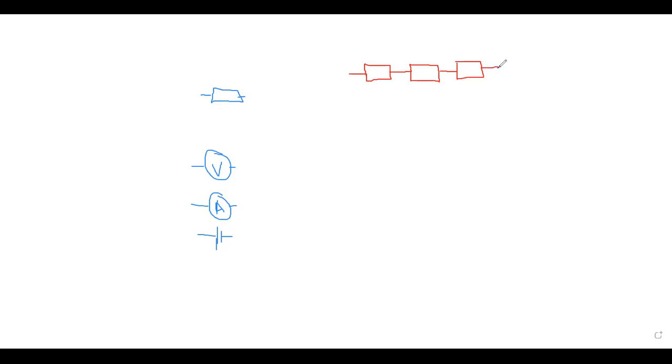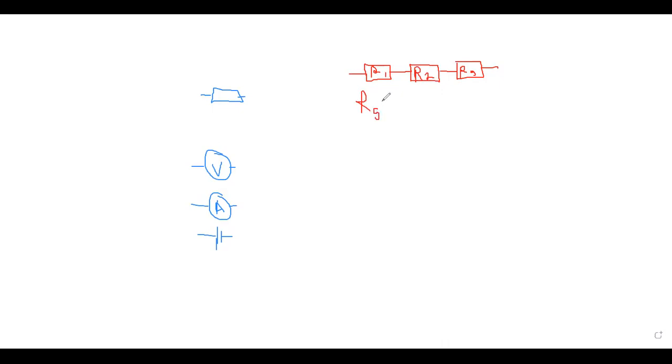So when you have resistors connected like this, let's call this R1, this R2, and this R3. So the total resistance of a circuit, given that resistors are connected in series, you can denote the symbol for this total resistance for resistors in series, you write it as Rs.